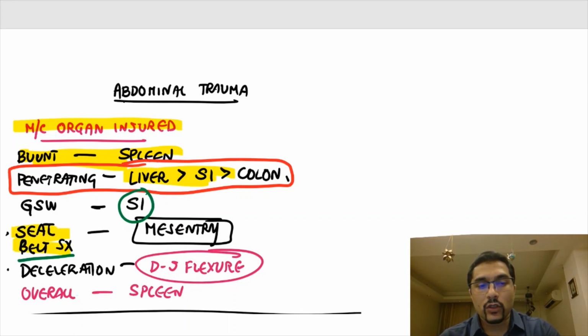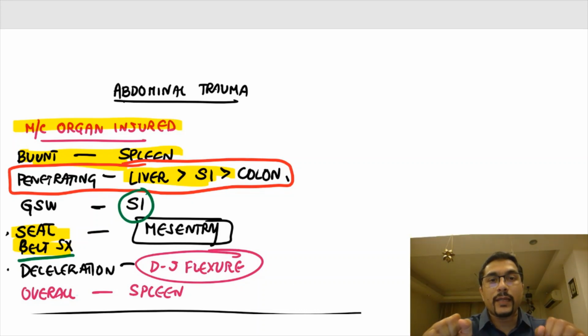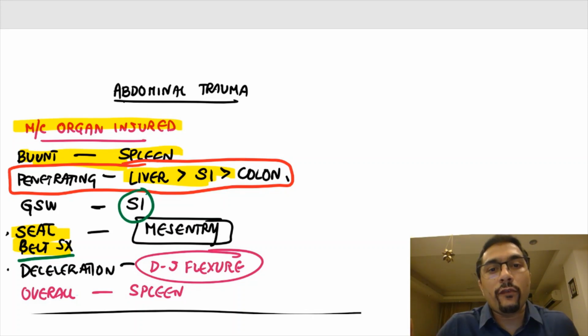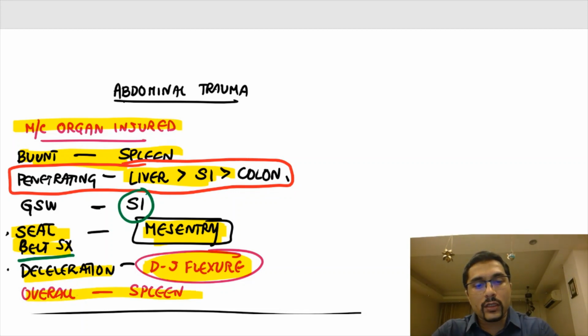Seatbelt syndrome has also been asked. Seatbelt syndrome can occur if you're wearing a seatbelt and suddenly you apply the brakes. So you will move forward. The seatbelt will push you back. So the organs get compressed between the seatbelt and the vertebra. That is seatbelt syndrome. It is again the mesentery of the bowel. Deceleration injury is the DJ flexure, that is duodenojejunal flexure. And overall, the most common organ injured is spleen.